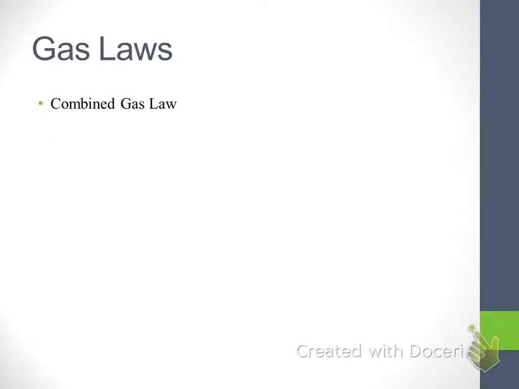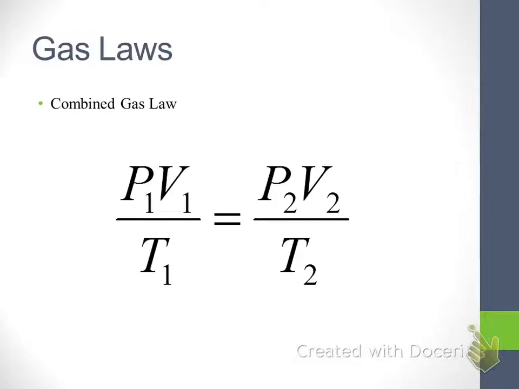What's it called? The combined gas law. So cleverly named, the combined gas law. P1V1 over T1 equals P2V2 over T2. If you know just this one, you can find all the other gas laws from this one. So if you're going to memorize one, make it this one.